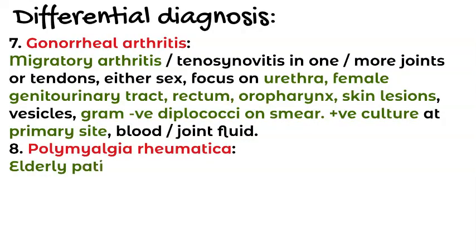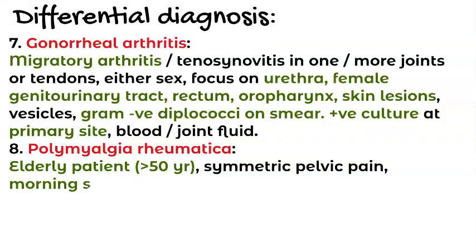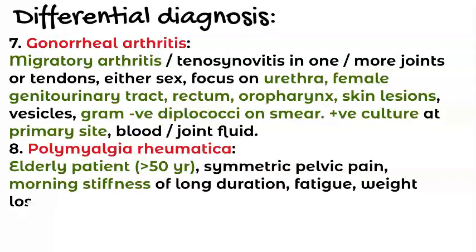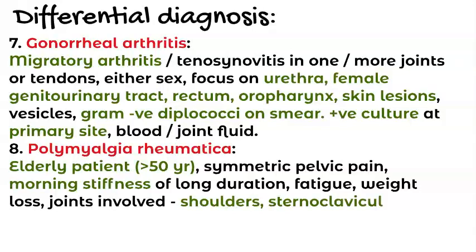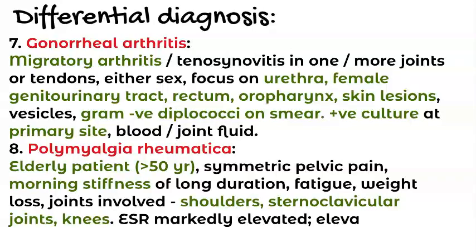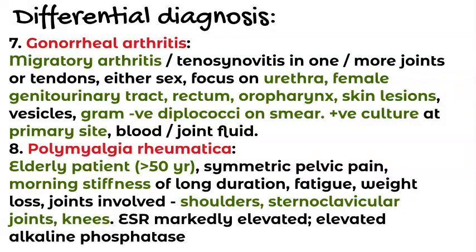Number 8. Polymyalgia rheumatica. In elderly patients more than 50 years old, symmetric pelvic pain, morning stiffness of long duration, fatigue, weight loss, joints involved include shoulders, sternoclavicular joints, the knees. ESR is markedly elevated, alkaline phosphatase elevated.